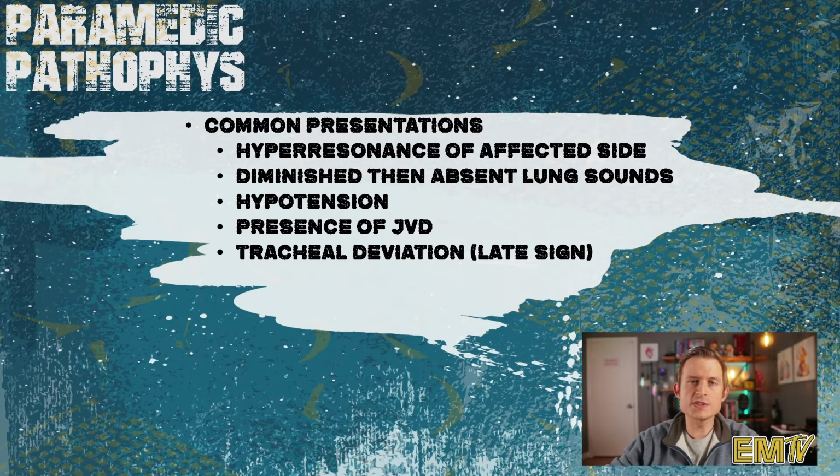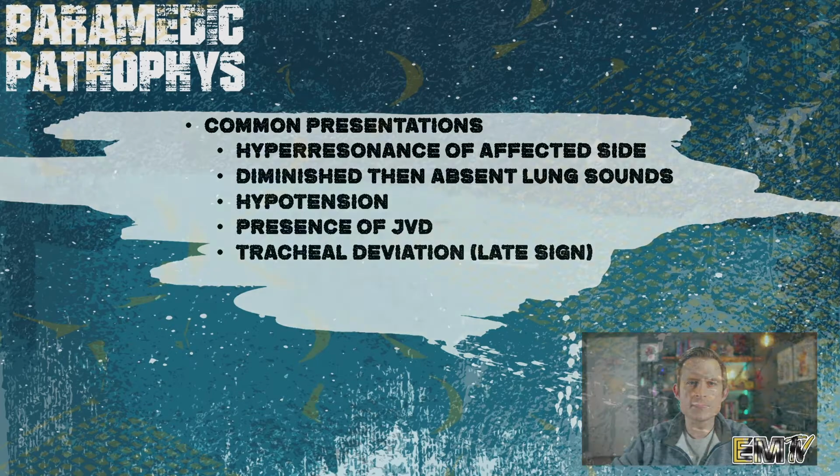hypotension, particularly with tension pneumothoraces, the presence of JVD or jugular venous distension, again, typically only seen in a tension pneumothorax, and tracheal deviation to the unaffected side of the chest. This is a late sign and typically only seen with a tension pneumothorax.